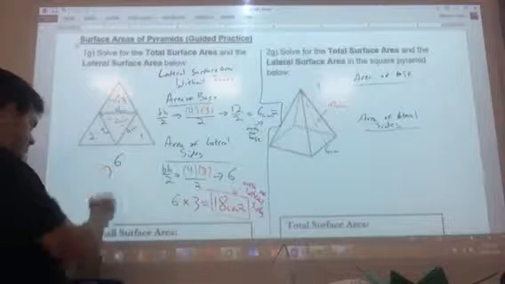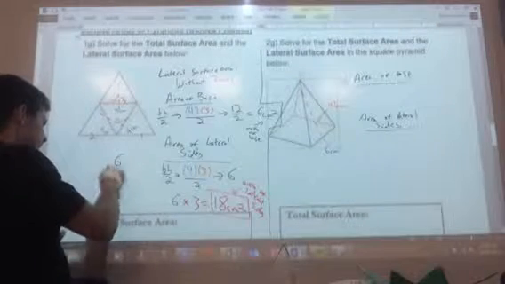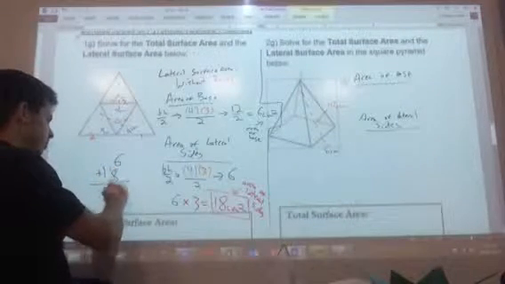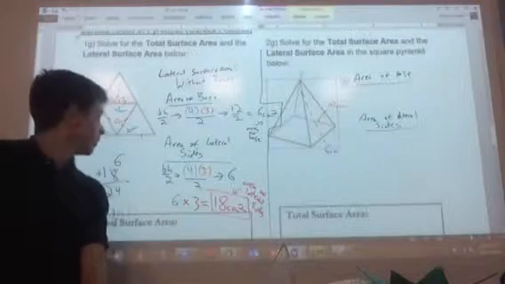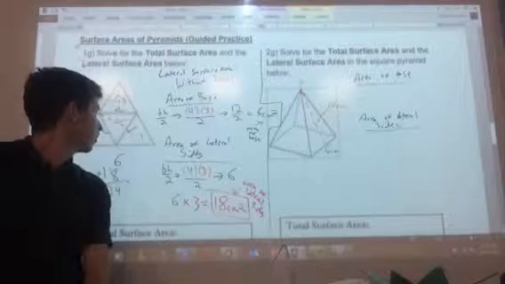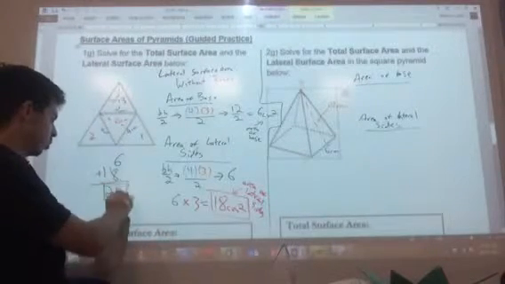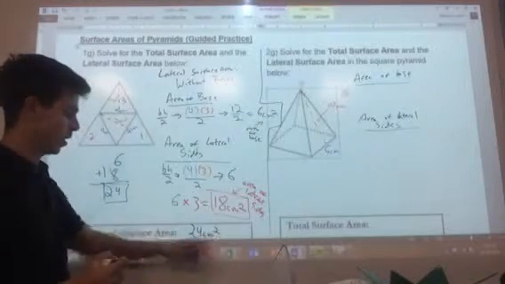6 plus 18 gives me 24. So the total surface area, I'm actually going to keep it so everything's nice and aligned. Okay, right about there. 24, this is the total surface area. Centimeters, don't forget your units and the squared units.